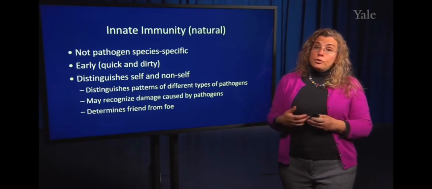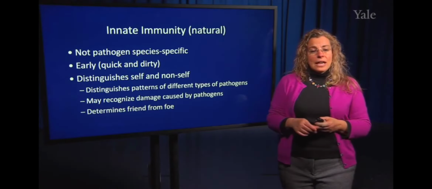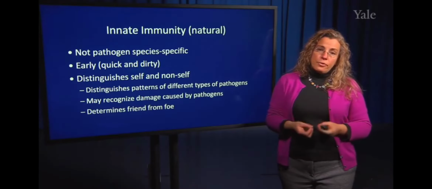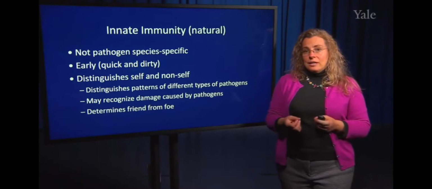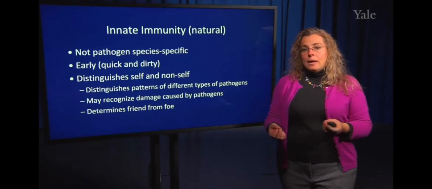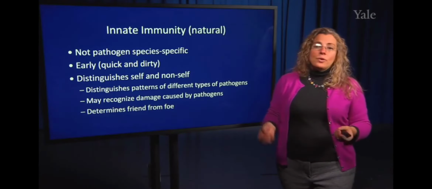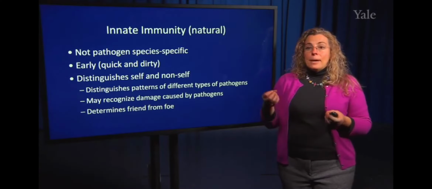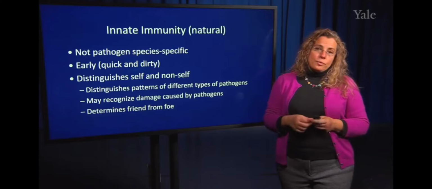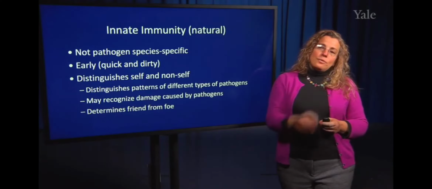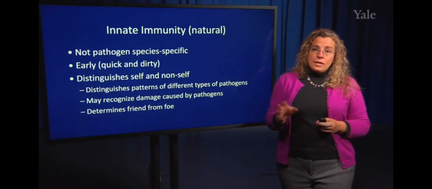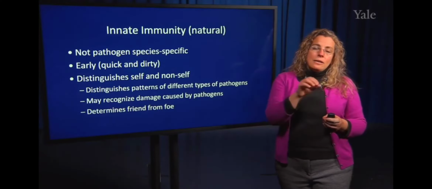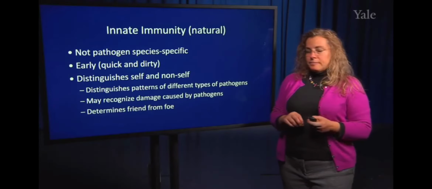It could also see damage caused by a pathogen, and in general, it also has to determine friend from foe, because not everything that's foreign is actually bad for you. Think about food. We eat food every day. It's all foreign. It's not part of us. But ideally, we don't want to make an immune response to it. So the innate immune response not only has to distinguish between self and non-self, it has to distinguish dangerous from not dangerous.